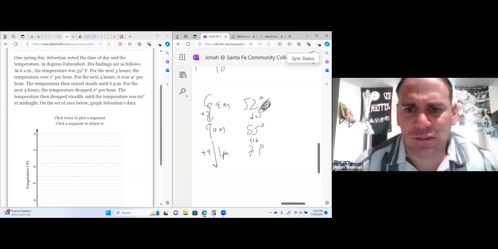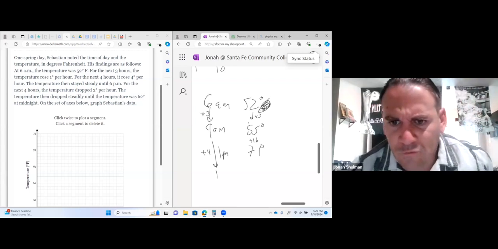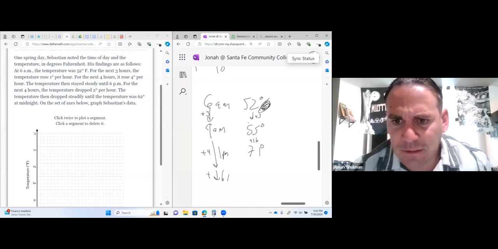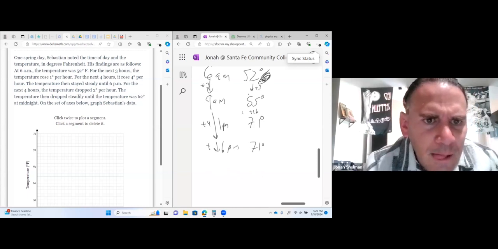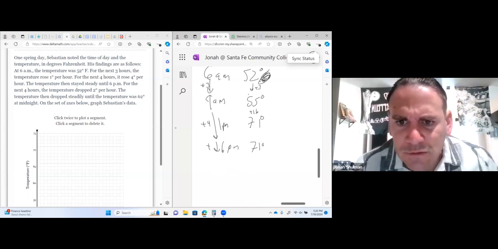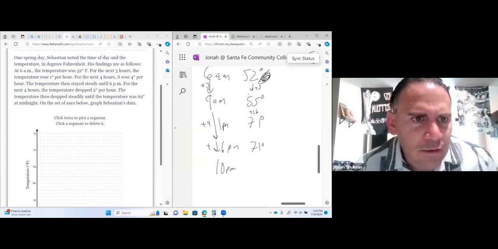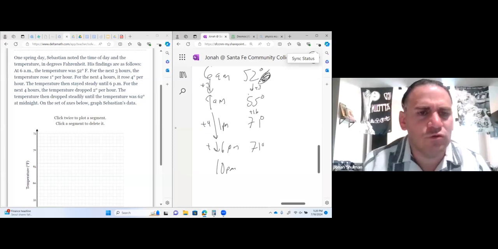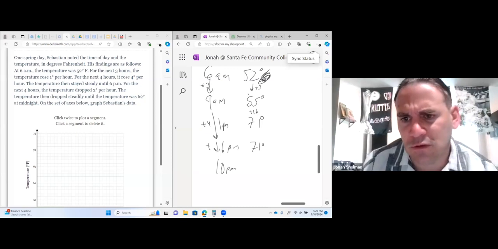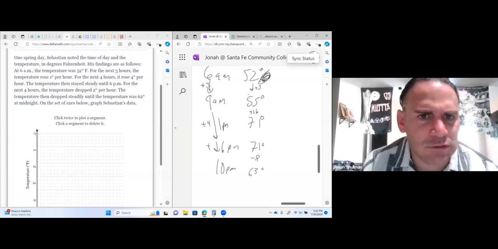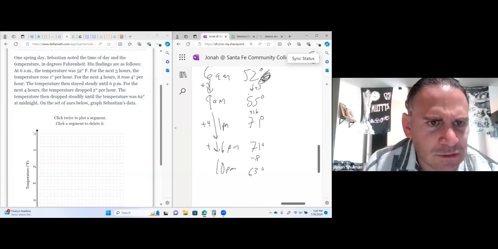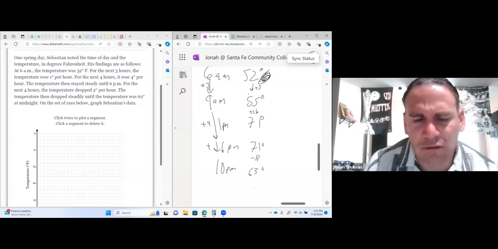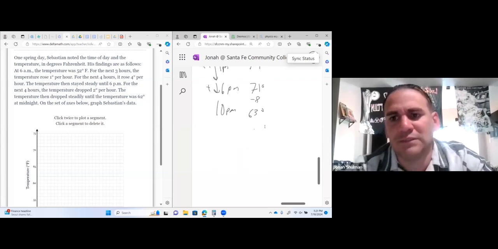Temperature then stayed steady until 6 p.m. So at 5 hours, so we're going to go to 6 p.m. and it's the same, still 71 degrees. All right. For the next 4 hours, so until 10 p.m., the temperature dropped 2. So what's 2 times 4? 8. So 71 minus 8 is 63 degrees. And the temperature then drops steadily until the temperature was 62 degrees at midnight. Okay, so at the end, we're at 63 degrees.